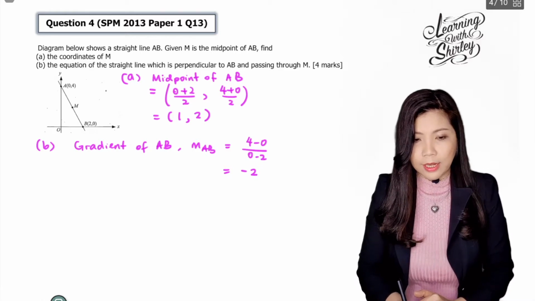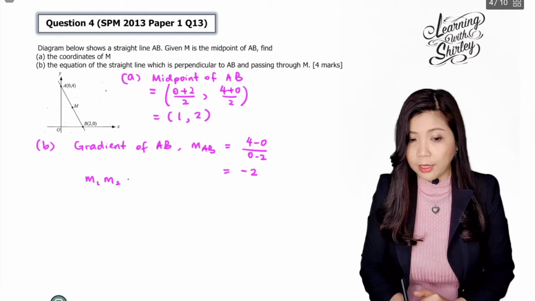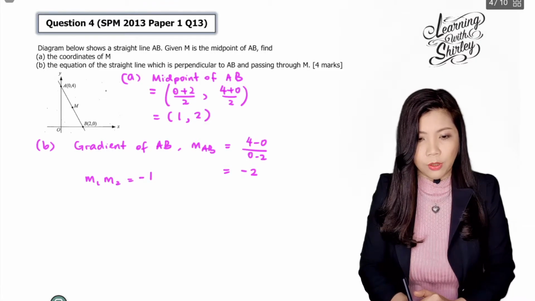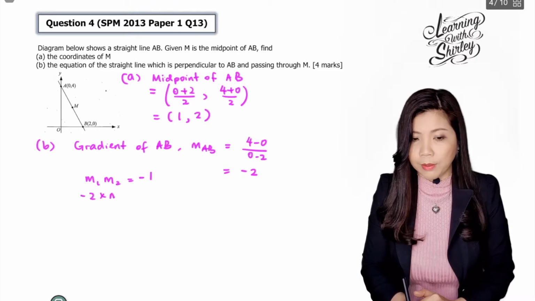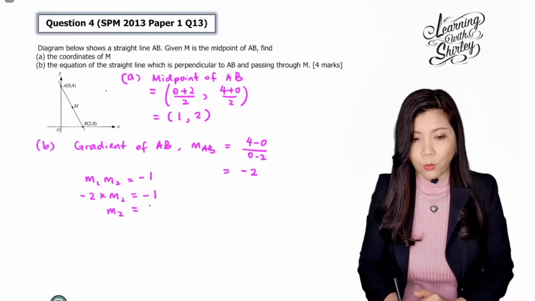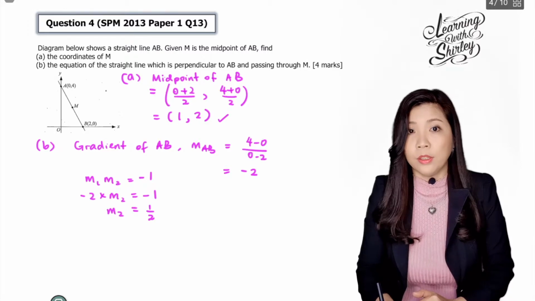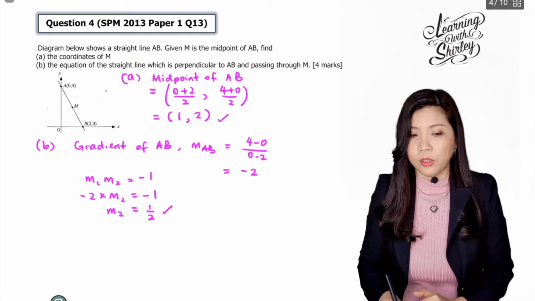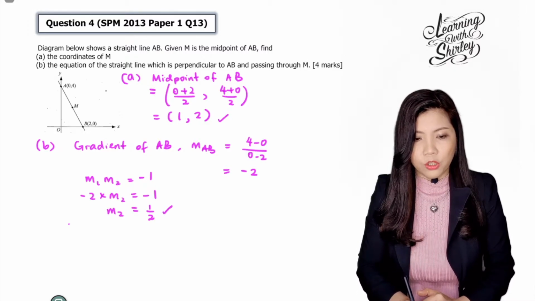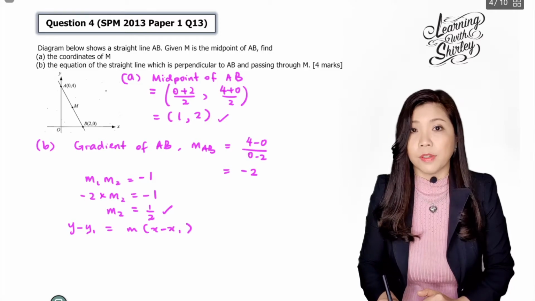Okay, after that, I'm going to find the normal, using m1 times m2 equals -1. We're going to use this formula. So m1 is -2, times m2 equals -1. To find m2, -1 divided by -2, we'll get 1 over 2. Okay, so we're going to use the midpoint, which is (1, 2), and this gradient, which is 1 over 2, and put into the formula y minus y1 equals m(x minus x1) to find the equation of the straight line.